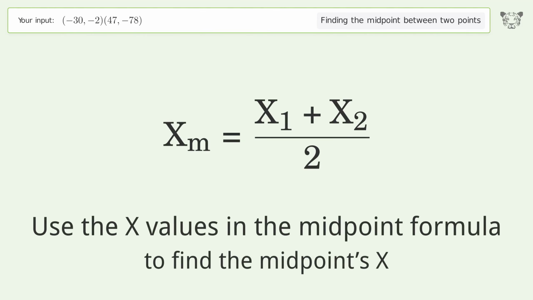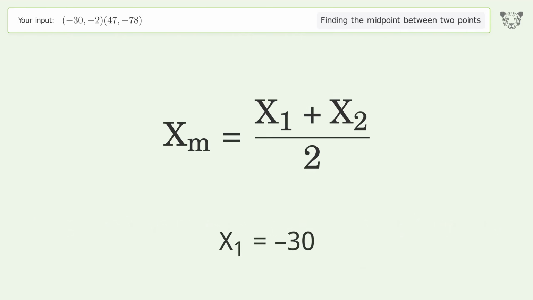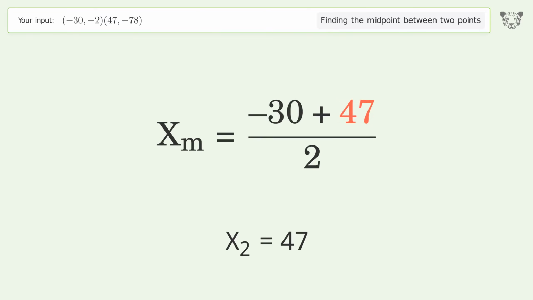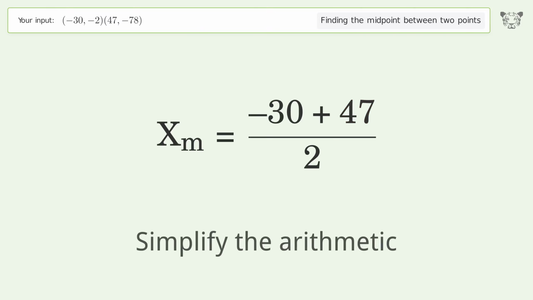Use the x values in the midpoint formula to find the midpoints x. x1 equals -30. x2 equals 47. Simplify the arithmetic.